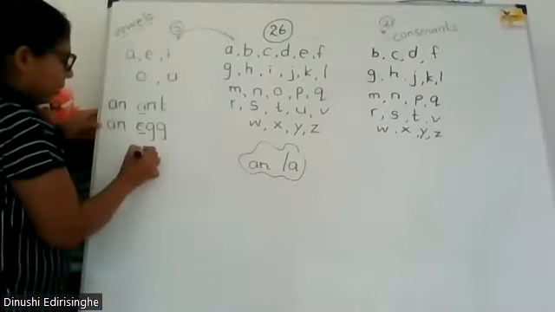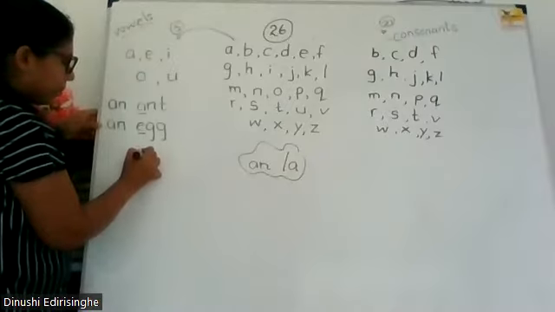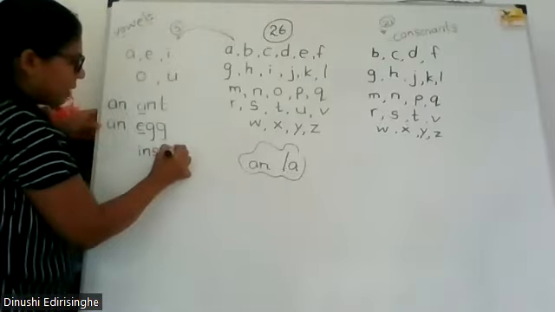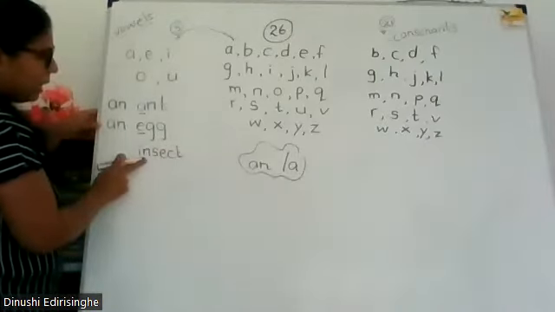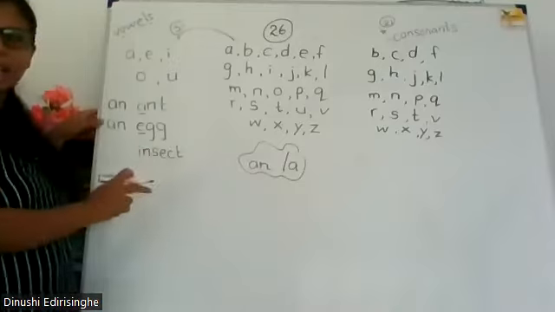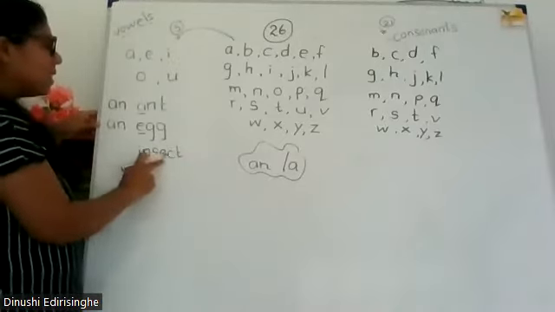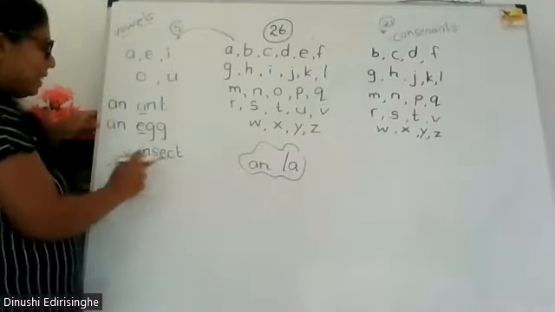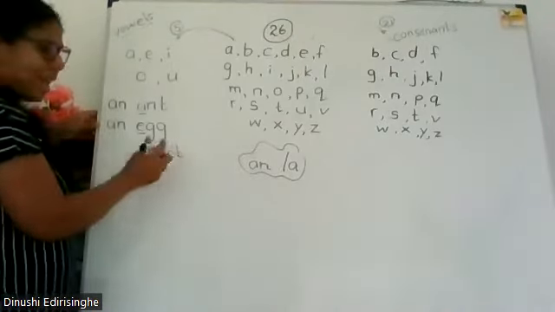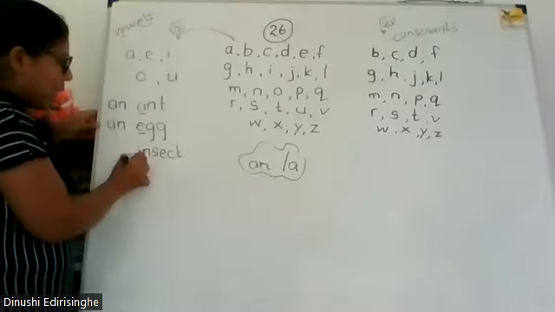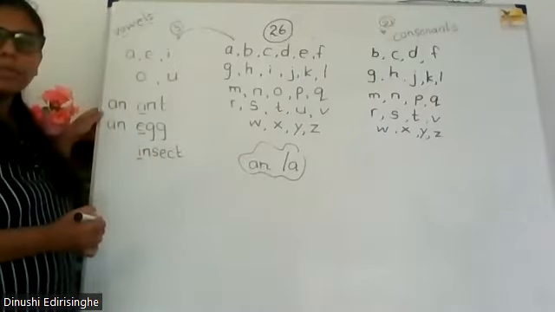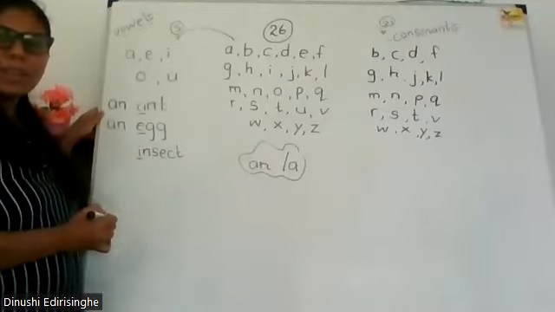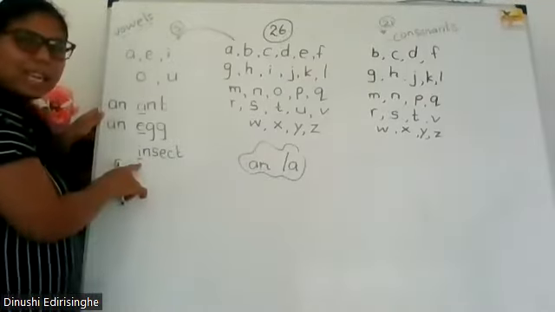Then what is this word? Insect. Very good, Kiana. Insect. Yes. Say it again. Insect. What is the beginning sound? E. What is the beginning sound of the letter? Yes.